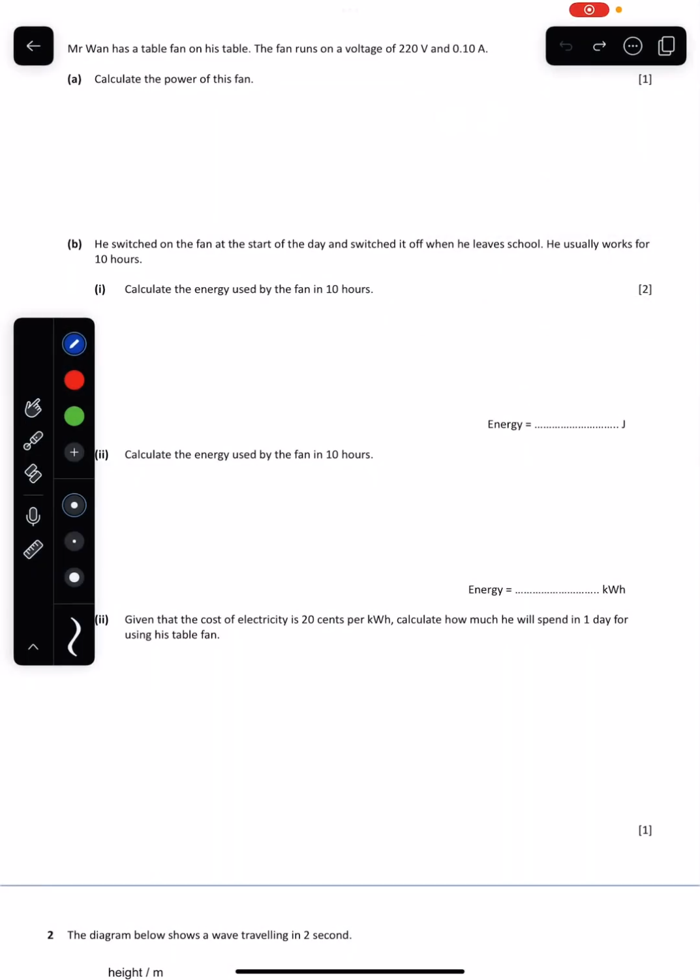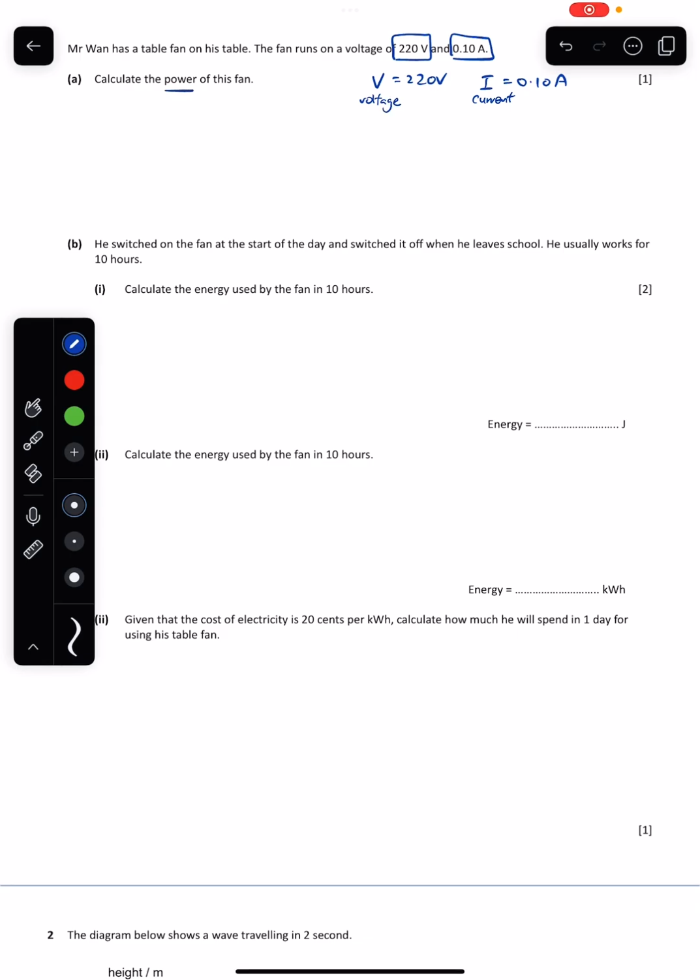Okay, so let me go through the paper with you. Question 1. So what do we have here? We have the voltage, so voltage equal to 220 volt. And you have ampere. Ampere is your current, 0.10 ampere. So this is your current. This is your voltage. You're supposed to find power.